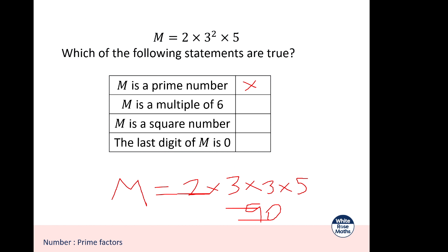Is it a multiple of 6? Well, it's a multiple of 3. Is it a multiple of 6? So let's just check, 90 divided by 6. Let's do a quick bus stop if we're not sure. The answer is actually yes here, but we'll just confirm it. 6 into 9 goes once, with 3 left over. 6 into 30 goes 5 times, so it goes in 15 times. So yes, it is a multiple of 6, or a factor of 6, either one.